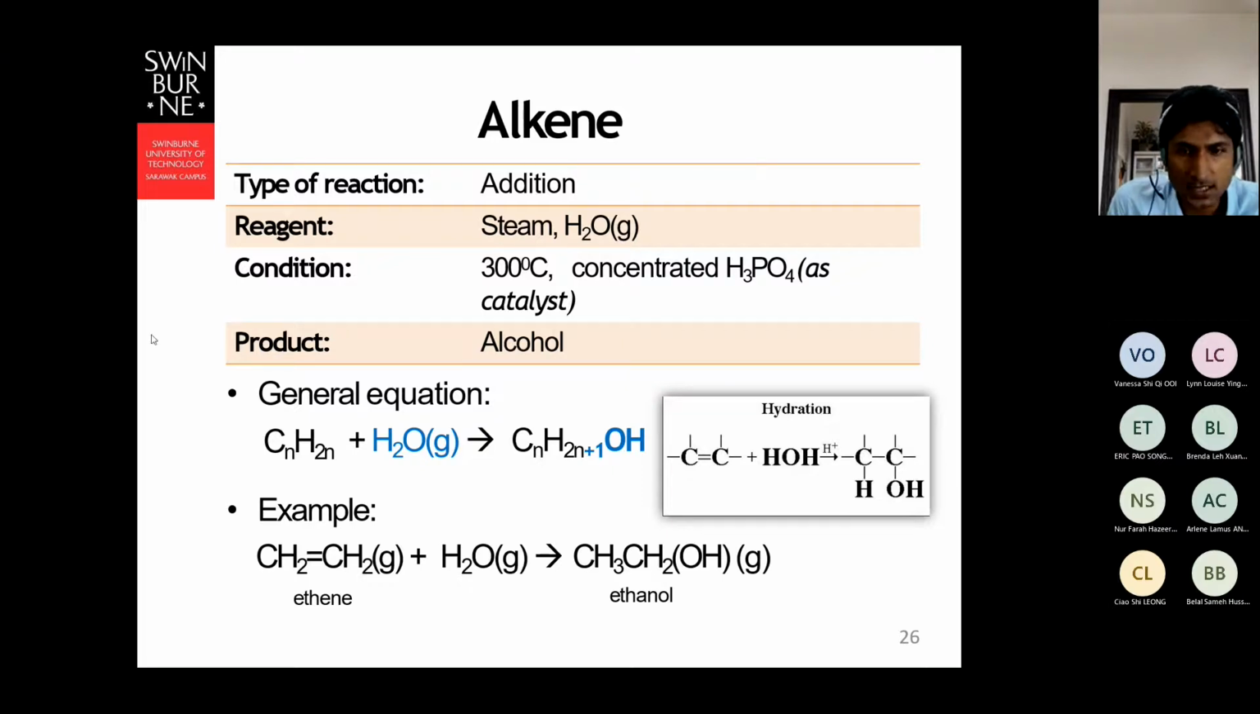Menti.com, and now the code: 7477. Let me type it here. 7477, 7316. This is the code. Please type it in and then provide your answer. I'll share this slide with you as well.